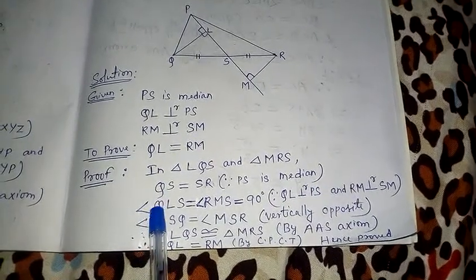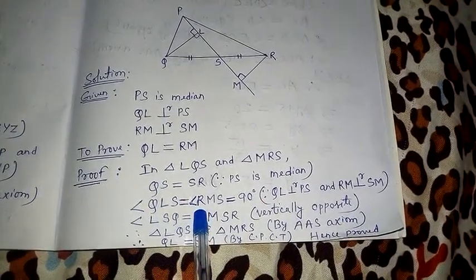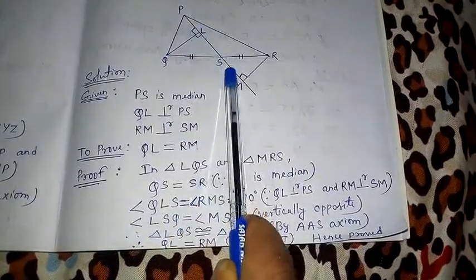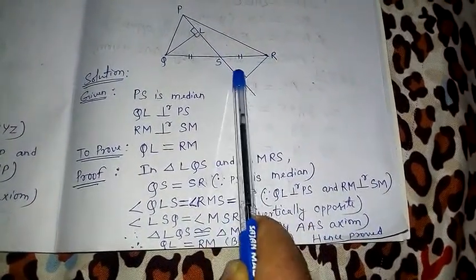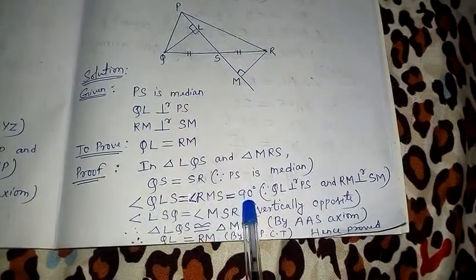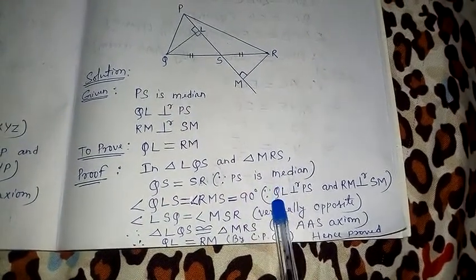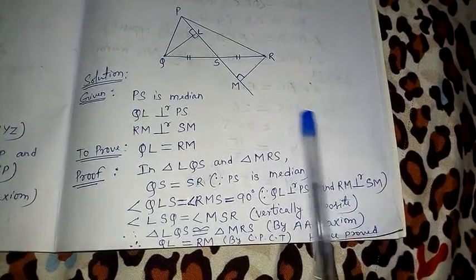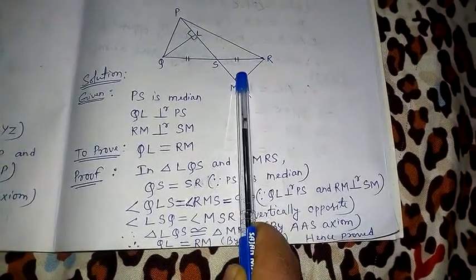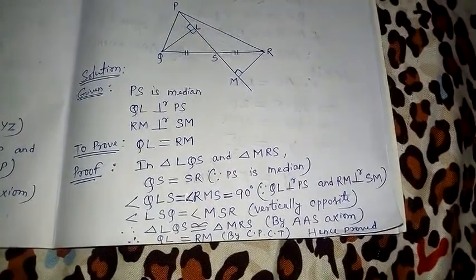Second thing, angle QLS equal to angle RMS. QLS, that means here this is 90 degree, and RMS, that means here it is 90 degree. So both are equal 90 degree. Why? Because QL is perpendicular to PS and RM is perpendicular to SM. Perpendicular actually means it is 90 degree at the base. That's why we can say.